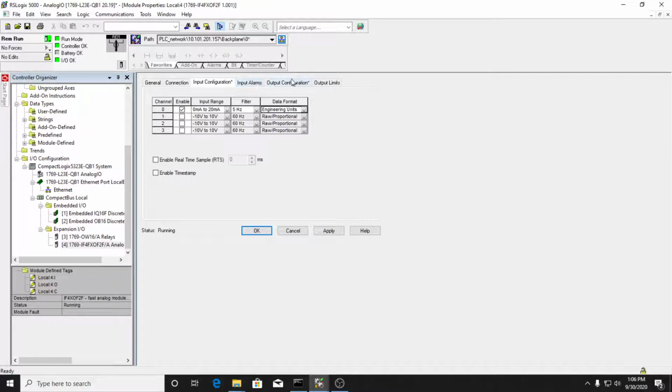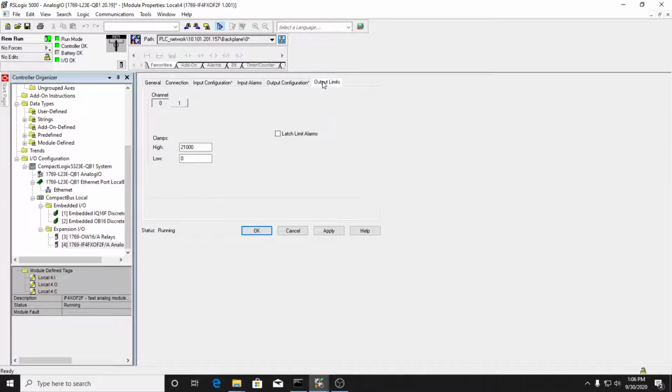And then on the output configuration, we have to do the same thing. We have to enable it. We have to choose whether our output is going to be a current or a voltage, and then choose whether we're going to do engineering units or what here. So we set the output, and then we also have to set the output limits.